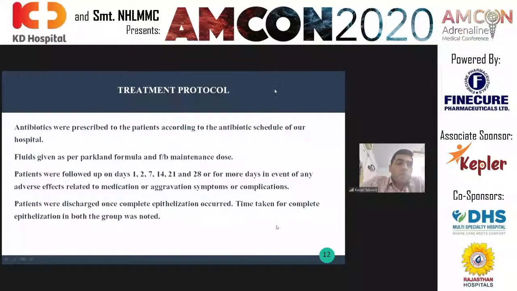All patients were given antibiotics, and fluid resuscitation was given according to the Parkland formula. Patients were followed up in the burns isolation ward and were discharged once complete epithelialization occurred. Time taken for complete epithelialization in both the groups was noted.